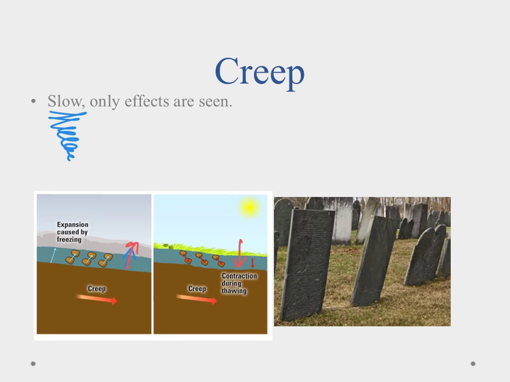And what happens is objects that used to stand up straight, like this tombstone would have, we notice that over time they start to tilt downhill like this. And this is all that creep is. That's what we'll see going on here. So you can see it in tombstones, fence posts, telephone poles, things of that nature.